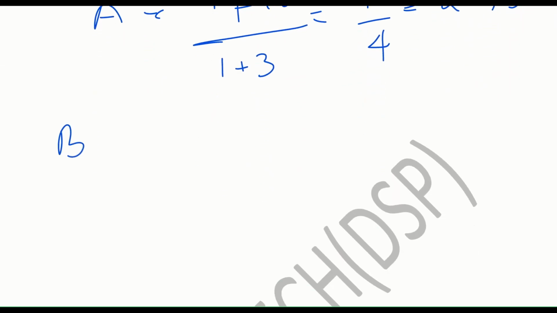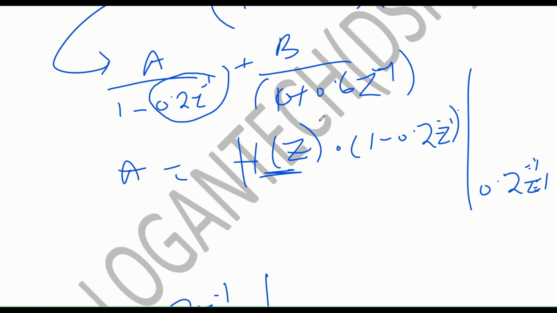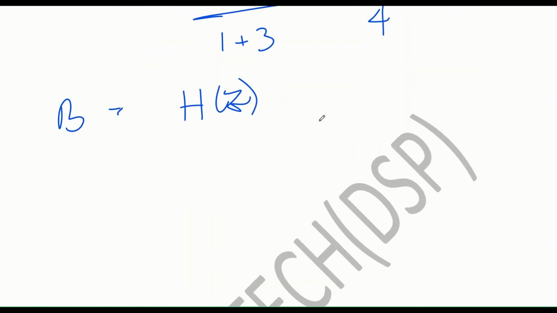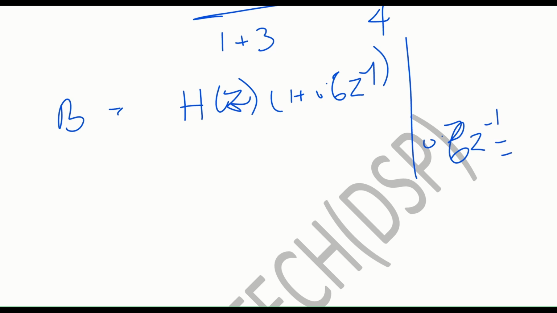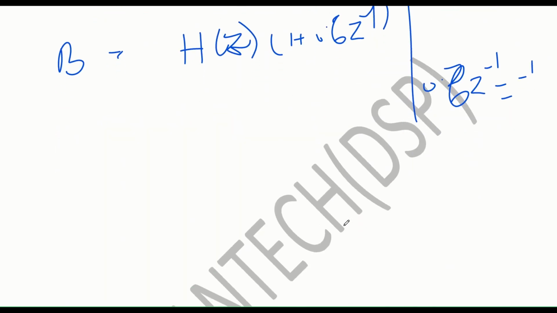So B is also the same procedure. So B will just be H of Z times the denominator of B. B was 1 plus 0.6z minus 1, given that 0.6z minus 1 equals minus 1. Okay, because that's the only way this thing here will go to 0. Then we solve.